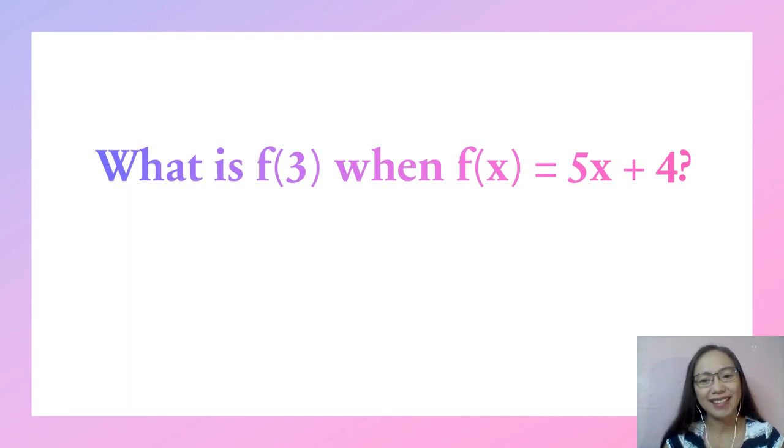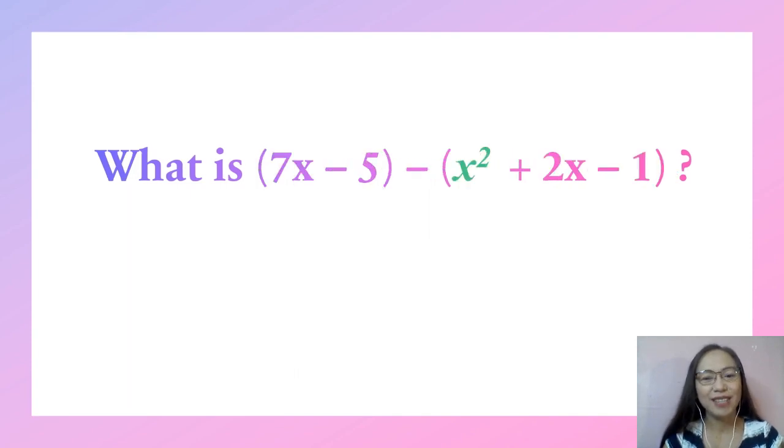Okay, this is very easy. The answer is 19. I think you got it correctly because you are very cooperative in our lesson yesterday. So let us proceed to the next question. What is 7x minus 5 minus x squared plus 2x minus 1? Again, what is 7x minus 5 minus x squared plus 2x minus 1?